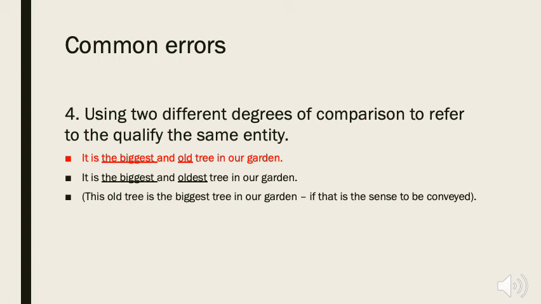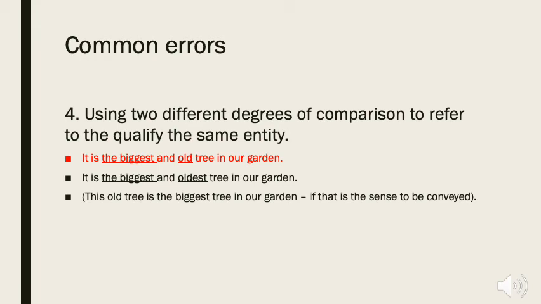Now that is erratic, and we need to say this is the biggest and oldest tree in our garden. The definite article the there is used for biggest and oldest, since both of them refer to the same tree. So it is the biggest and oldest tree in our garden. So that is the correct way of writing the sentence.